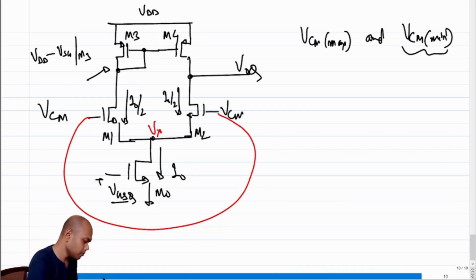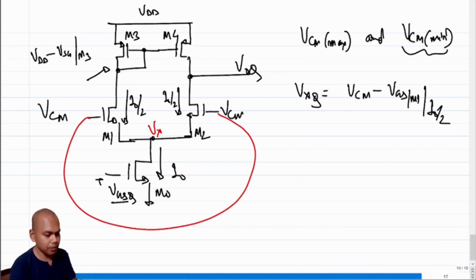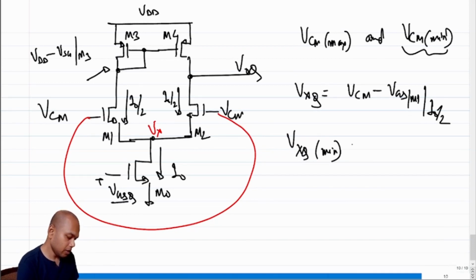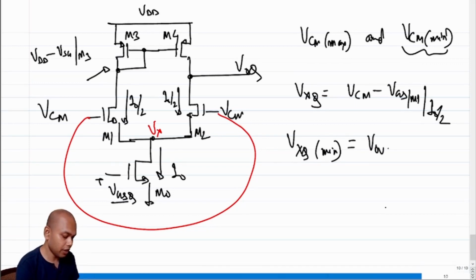So what is Vxq? Vxq was VCM minus VGS of M1 for a current of I0 by 2, which is the same as VCM minus VGS of M2 for a current of I0 by 2. So what is the minimum that Vx can go? Vxq min is essentially the overdrive voltage of M0. It's VGSQ minus the threshold voltage.